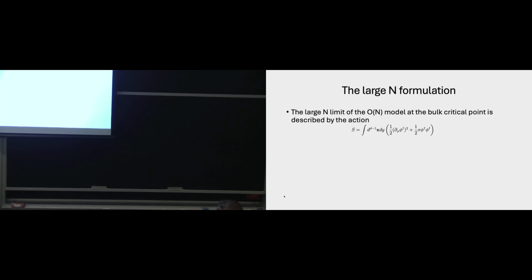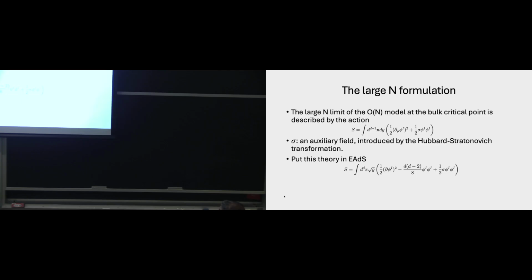First, let's briefly review that the critical O(N) model in the large n limit is described by this action. This is a bulk theory without any boundary. And sigma is an auxiliary field introduced by the Hubbard-Stratonovich transformation. Now we put this theory in AdS. Sorry, is there no sigma squared term there? You can drop it at the critical point.